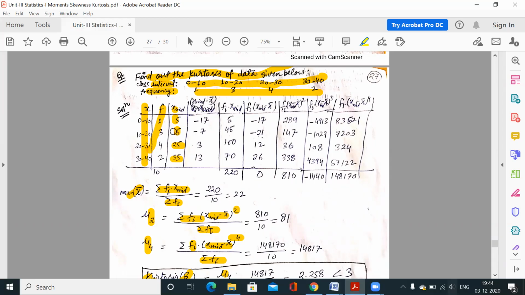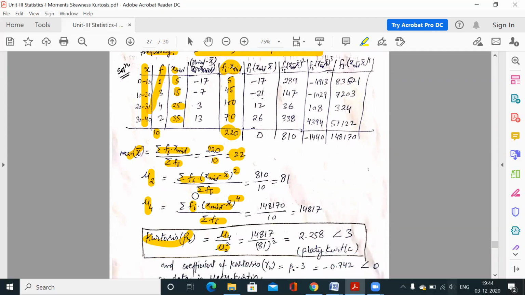Now we have to multiply these, so F into X mid. Frequency into mid: 1 into 5, 3 into 15, 4 into 25, 2 into 35. These values. Then next the summation. Summing up all the values gives 220, divided by summation Fi, the sum of all frequencies, 1 plus 3 plus 4 plus 2 is 10. So 220 by 10 is 22. So 22 is the arithmetic mean.